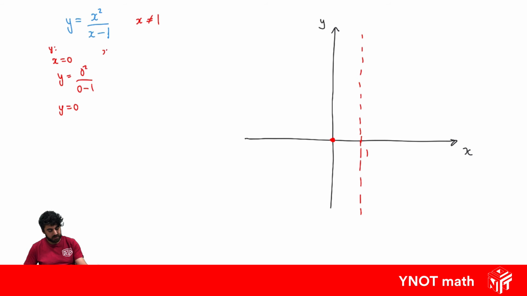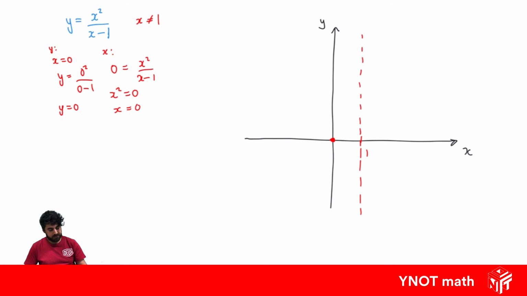And doing the same thing for x, if we make y equal to 0, we have x squared over x minus 1 equals 0. Multiplying both sides by the denominator, we just get x squared equals 0, which means x equals 0. So that's the only intercept, at the origin.